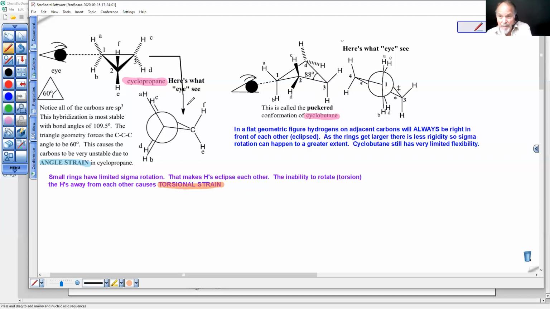The amount of eclipsing strain is almost identical in total. When you add up all the partially eclipsed in cyclobutane, it ends up being about the same amount of strain as the total eclipsed in cyclopropane.